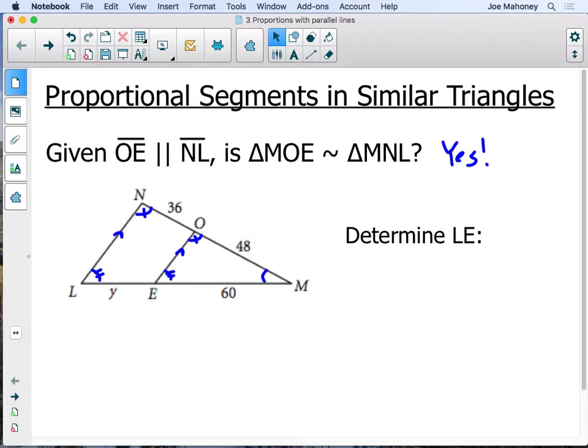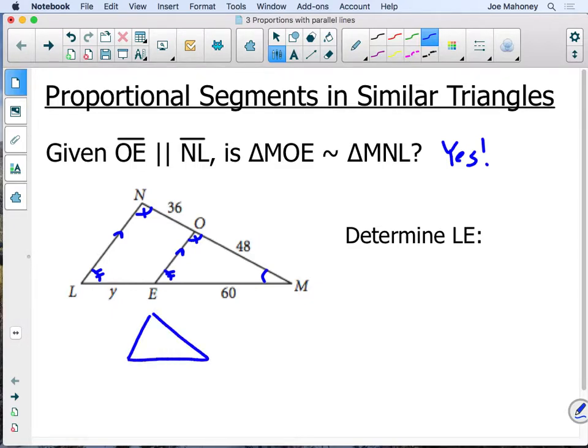So that means if my triangles are similar, I can determine the length of segment LE, the one that I've called the variable y. So let's play with that a little bit and see what we can do. Strategy number one: redraw your triangles. I think that's a great strategy. Students who redraw triangles get questions like this right all the time.